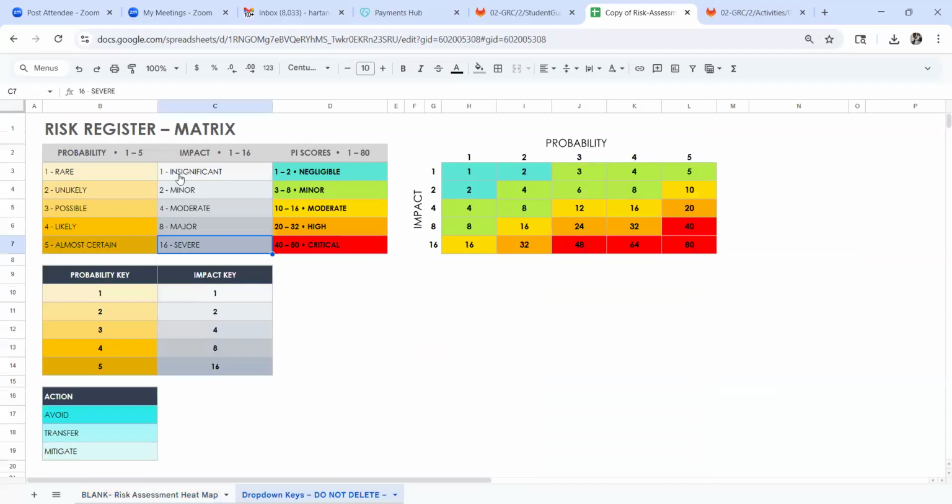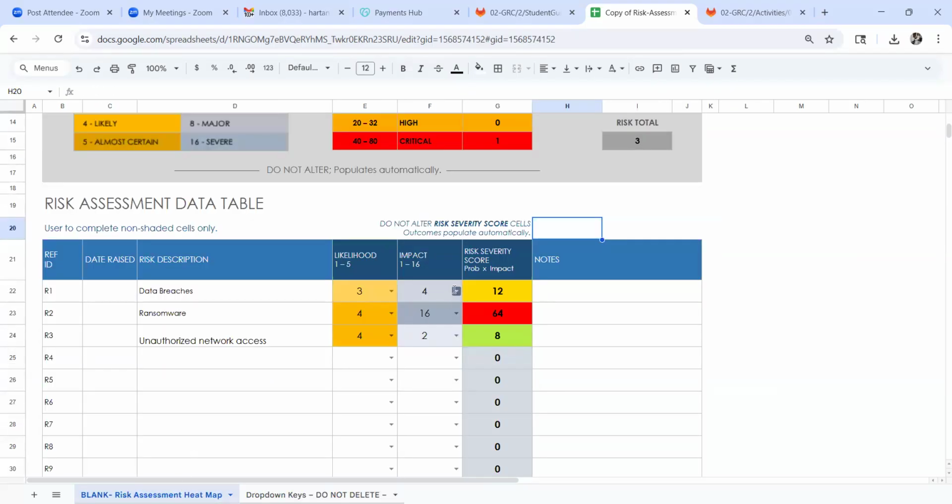So the reason we make this impact matrix: 1 is insignificant, 2 is minor, 4 is moderate, then after 4, major is 8, then severe is 16. So after 4, the range 4 to 8 will be high, right? Yes, 4 is medium. If 5, then it is medium, right? Medium, yes. Okay. And then 16.